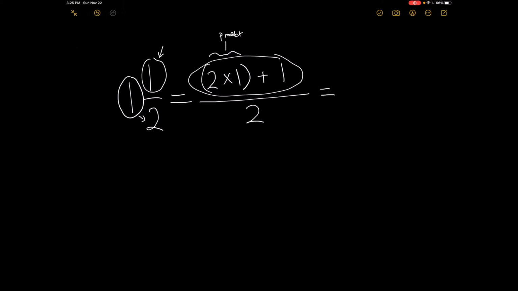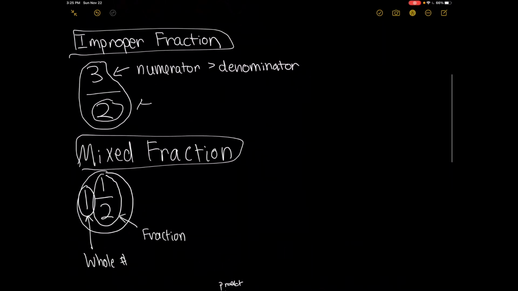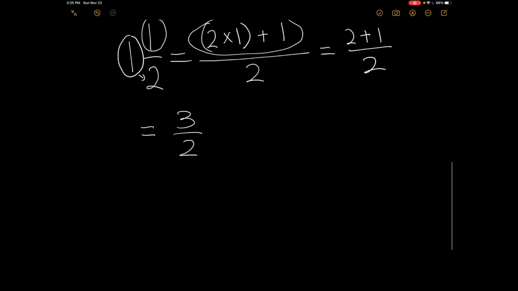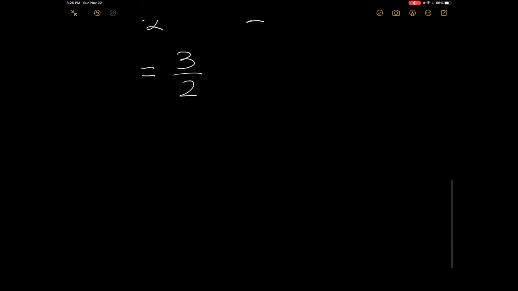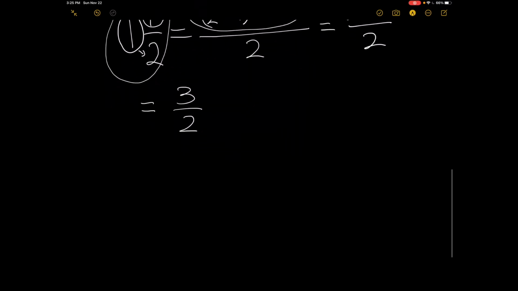So we do the multiplication first, which is 2 times 1. So we got 2 plus 1 over 2, and that is equivalent to 3 over 2. Does that match the improper fraction? Let's see. Yes, we have 3 over 2 here.